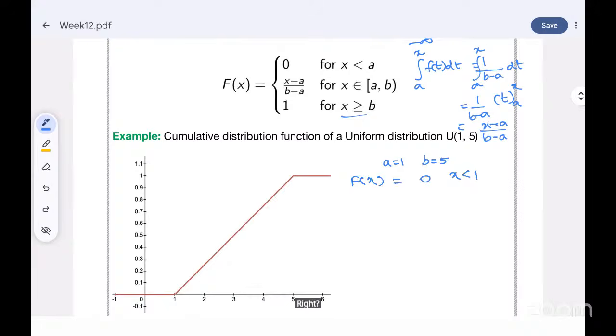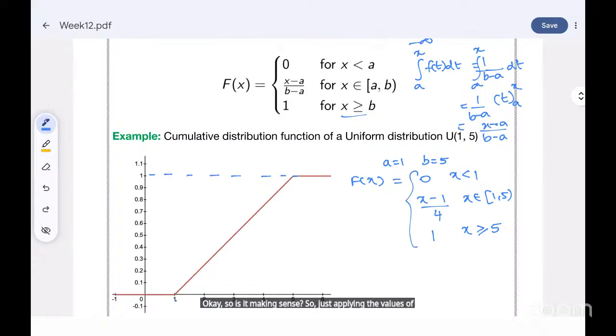Right? And then you are looking at x in 1 to 5. So between 1 and 5, what is happening? It should be (x minus a) by (b minus a), where a is 1, so it is (x minus 1) by 4. This line is (x minus 1) by 4. And then at last you have 1 for everything greater than or equal to 5. Okay, so is it making sense? This is just applying the values of a and b in the above formula. So this is a visualization of the CDF of a uniform distribution.